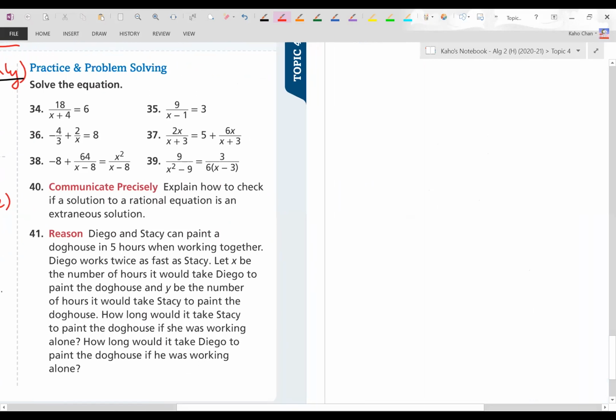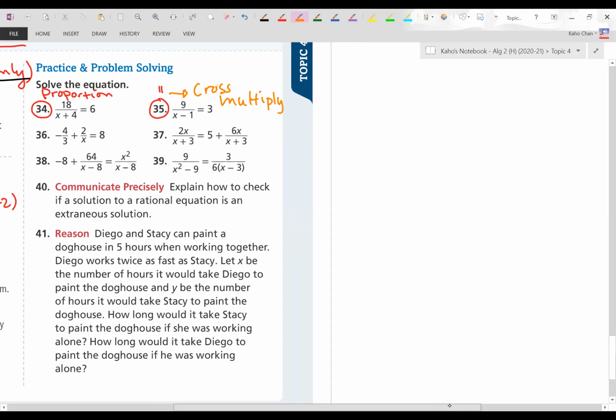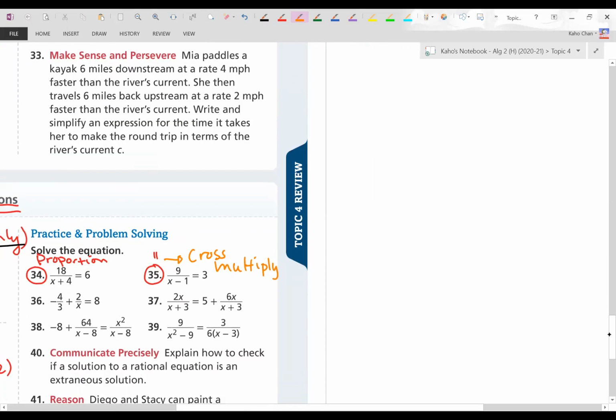All fractions. Now, the nice thing about number 34 and 35 is that they are prime for something called cross multiplication. These are proportions, 34 and 35. With proportions, they can be solved by doing something called cross multiplication. Makes life easier. Here we go. We need some white space up here.